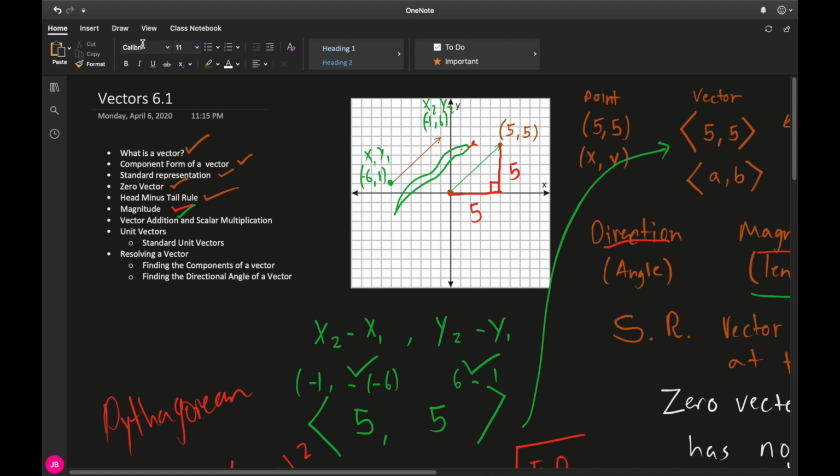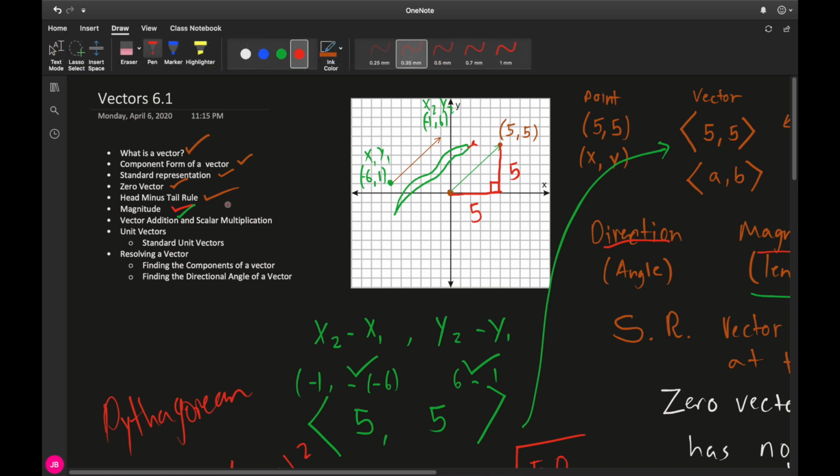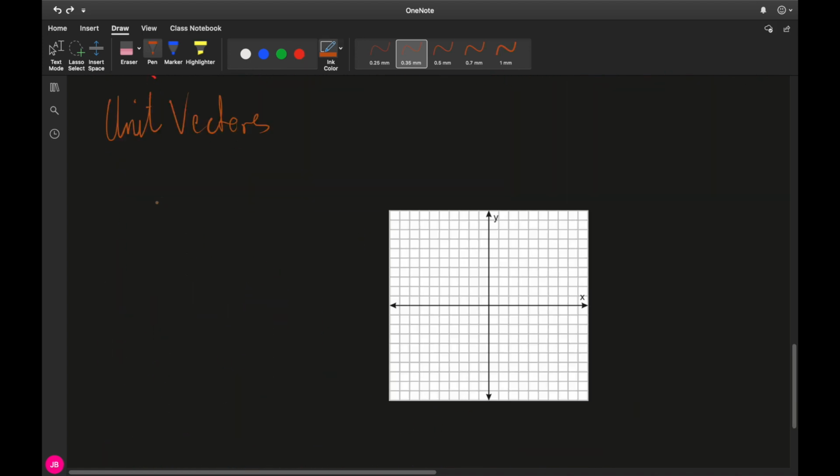So now we have gone over vector addition, and we have gone over scalar multiplication. Let's go over unit vectors and resolving a vector. Let's go over unit vectors. The word unit basically means 1. If you know Spanish, uni is a lot like uno, which of course means 1 in Spanish. So a unit vector is actually a vector with a magnitude equal to 1.